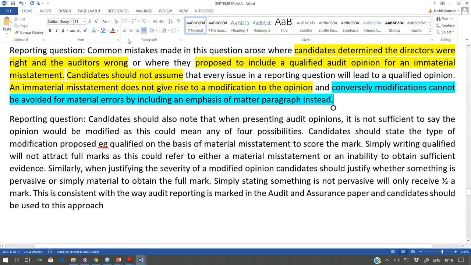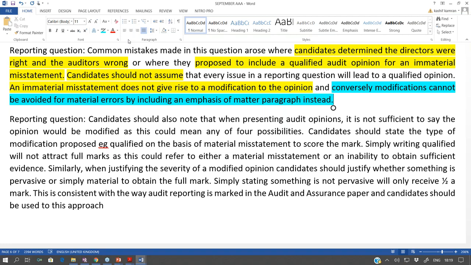Can we include an emphasis of matter paragraph for a material error? If there is a material error, what will happen? Tell me. A qualified opinion, right? But for a material error, can we give an emphasis of matter paragraph? Is an emphasis of matter paragraph a substitute for a qualified opinion? No. So are you understanding this very important paragraph in front of you?